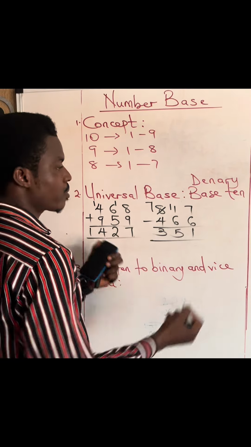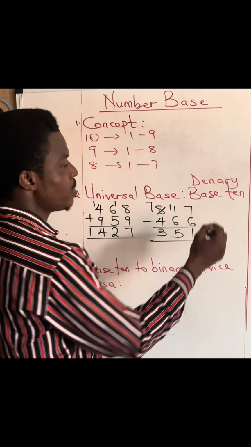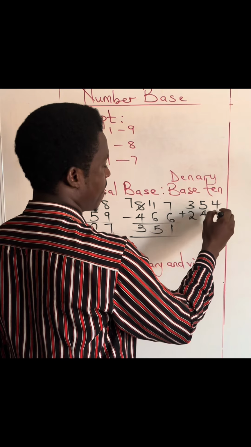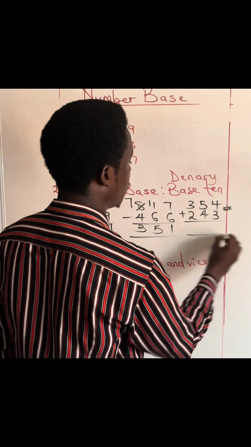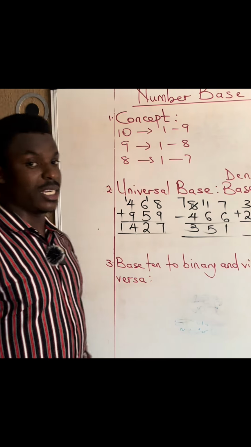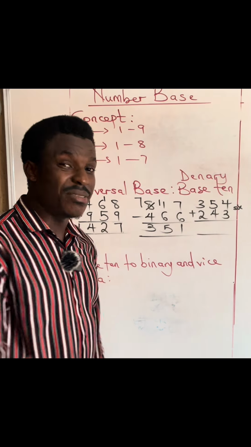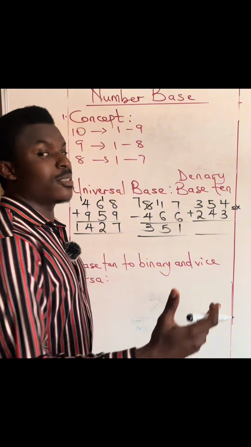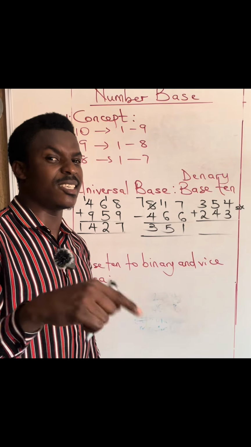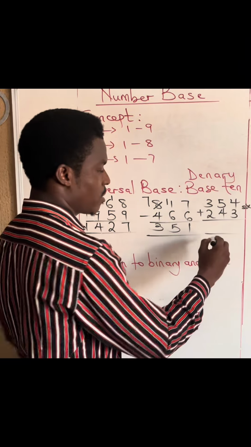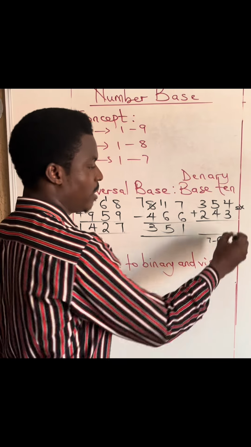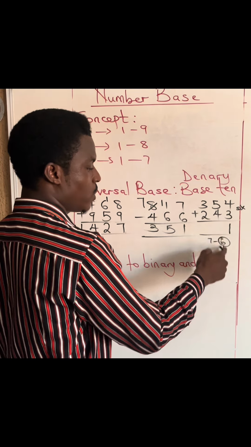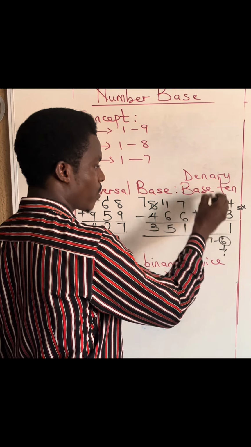For example, 3, 5, 4 plus 2, 4, 3 in base 6. Let's add this in base 6 now. 4 plus 3 is 7. Because 7 is more than 6, I have to take 6 away from it. How many times did I take 6 away from 7? Once. So 7 minus 6, I have to take 6 just once. What is my remainder? My remainder is 1. And because I took 6 away just once, it has to hang here.